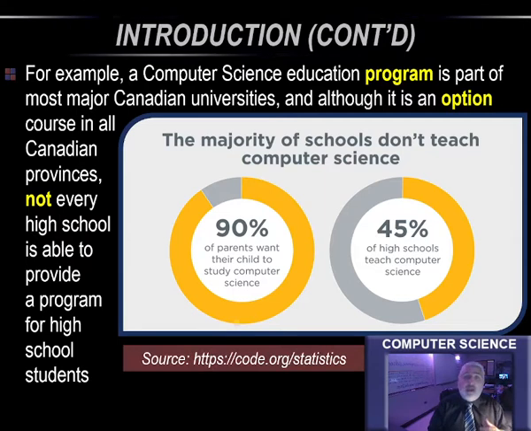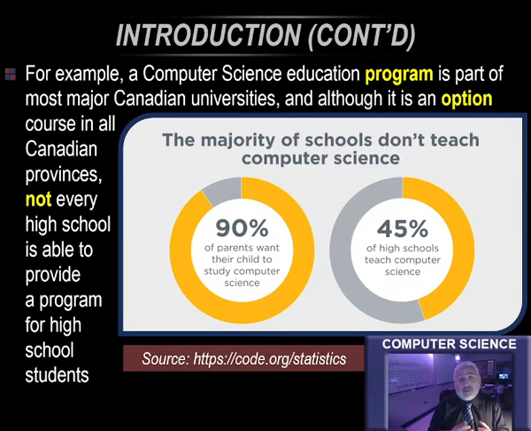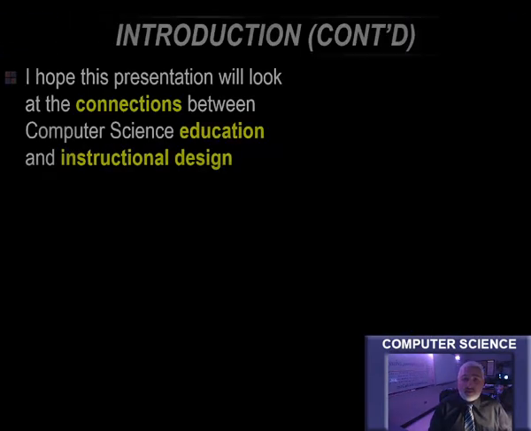For example, a computer science education program is part of most major universities, although it's only a small part of the Canadian high school experience. A lot of high schools are still not able to offer computer science to our students.